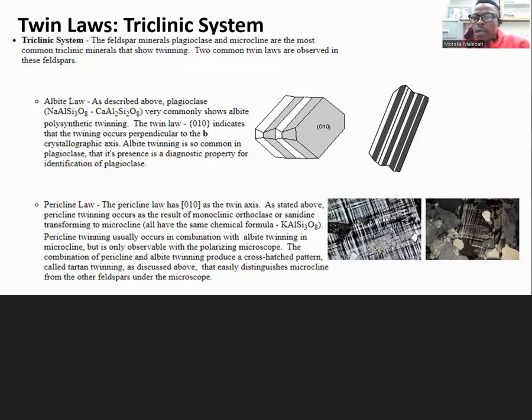For orthoclase, you use the Carlsbad twinning. You need to understand this twinning to be able to identify the minerals under the microscope. In microcline, you will see this tartan twinning or the cross-hatched pattern. And this pericline law was formed when you combine pericline and albite twinning.